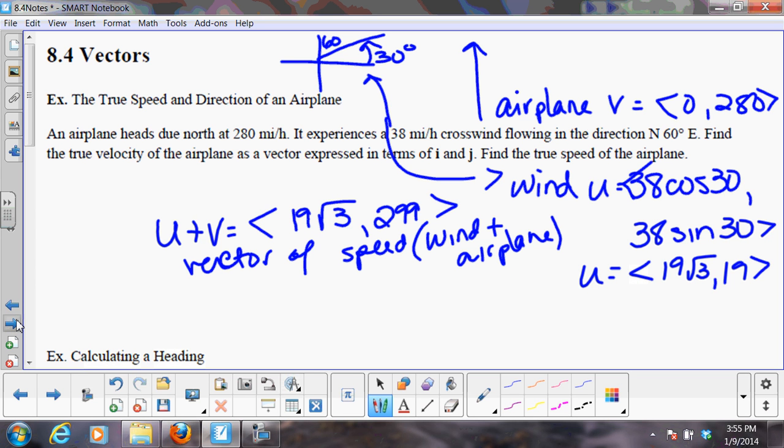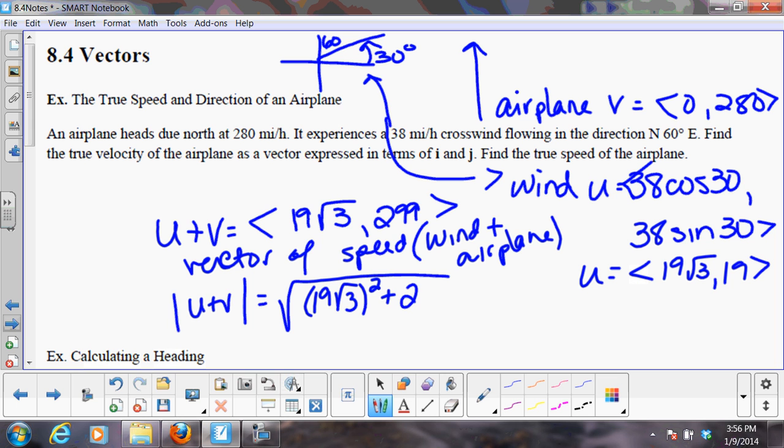All right, so to find the actual true speed of it, we're going to do the magnitude. The square root of (19 square root 3 squared plus 299 squared). Punch that in the calculator, you get 300.81 miles per hour.